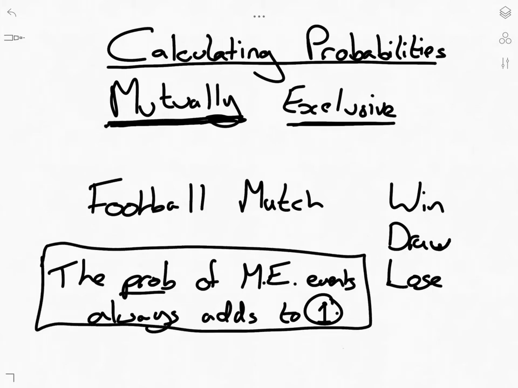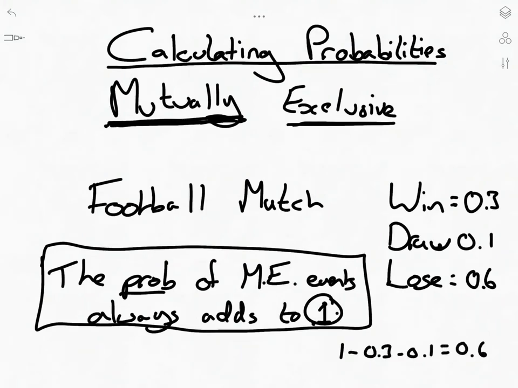So if we take a football team, let's say the probability of winning is 0.3, drawing is 0.1, then what's the probability to lose? Well, the mutually exclusive events have to add to 1, so we know it has to be 0.6. You can do 1 take away 0.3, take away 0.1, 0.6. So because we know they have to add to 1, we can start finding probabilities using this. Okay, one of these things must happen, and none of the rest can. So they all add up to 1.